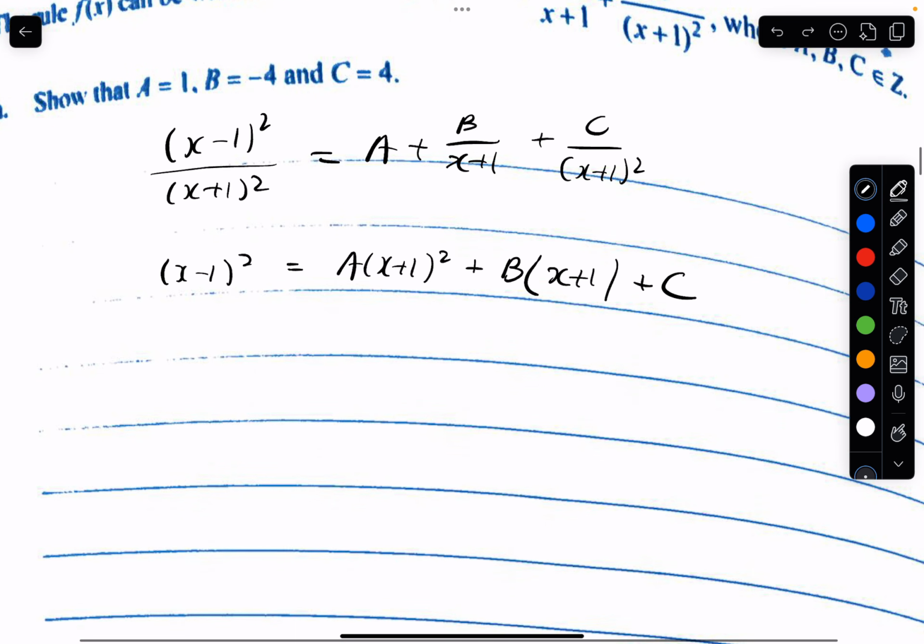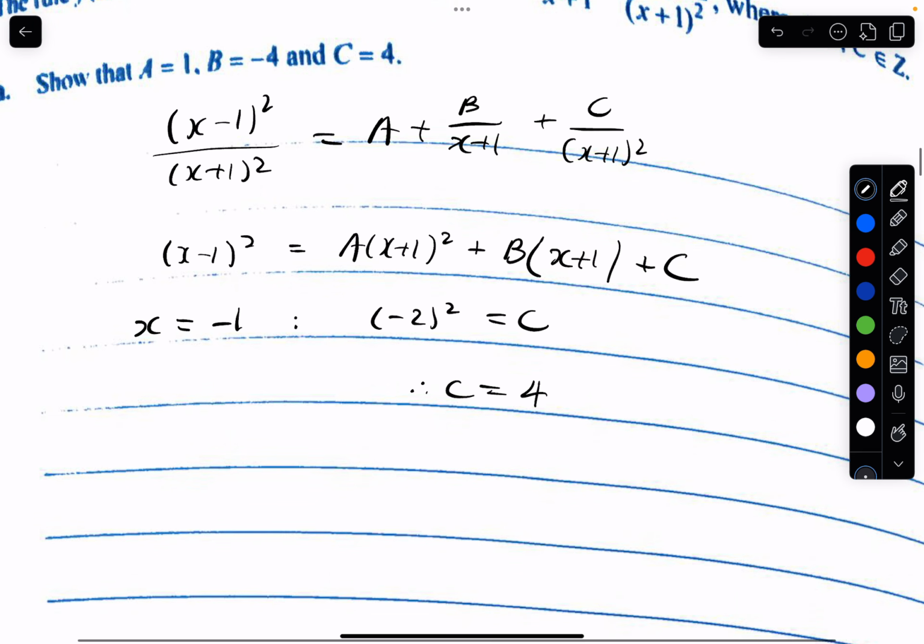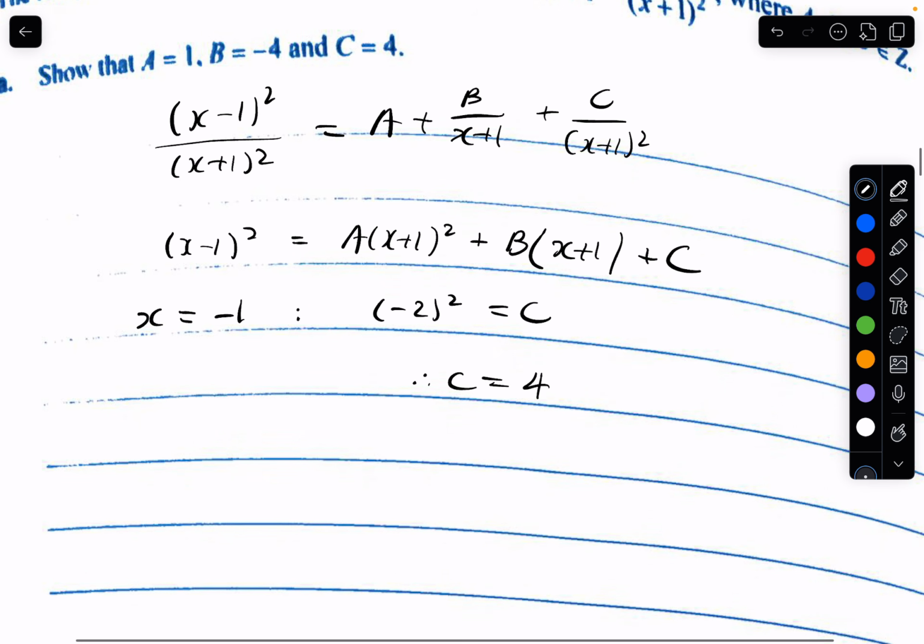Now what we can do is plug in some nice numbers. So x is equal to -1. We'll get rid of this and this. And that means you can see here that -2 squared is equal to c. Therefore, c is equal to 4. Now we can't really plug in another nice number. I mean, you can plug in 1. Let's plug in 1. So x is equal to 1.